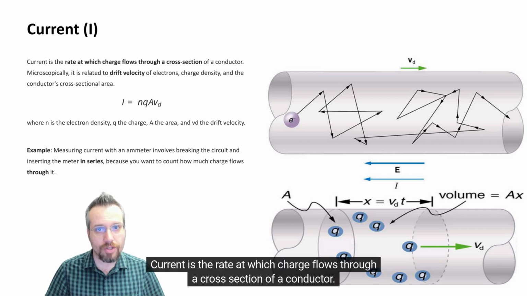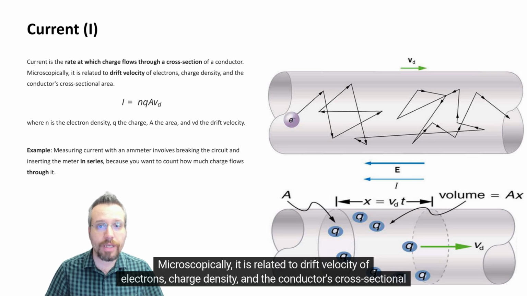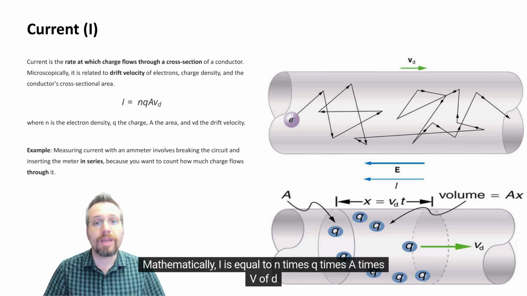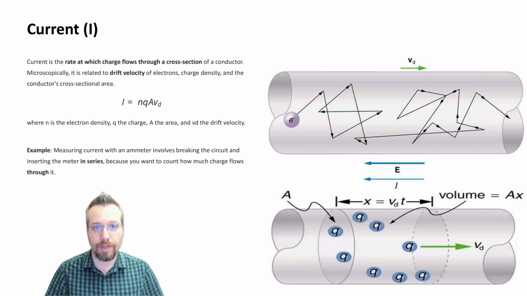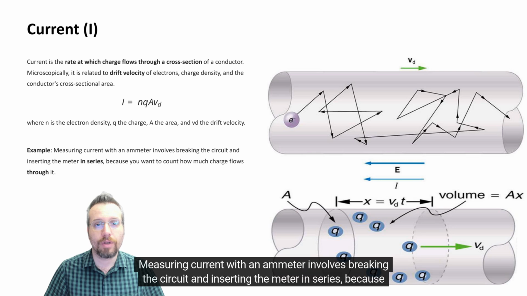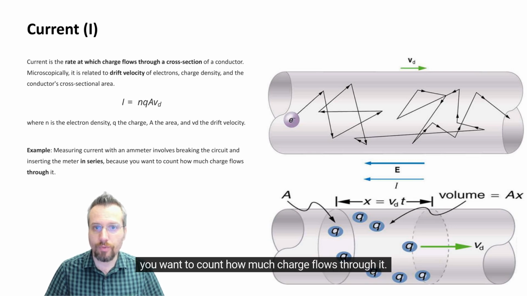Current is the rate at which charge flows through a cross-section of a conductor. Microscopically, it is related to drift velocity of electrons, charge density, and the conductor's cross-sectional area. Mathematically, I is equal to n times q times A times v_d, where n is the electron density, q the charge, A the area, and v_d the drift velocity. For example, measuring current with an ammeter involves breaking the circuit and inserting the meter in series because you want to count how much charge flows through it.